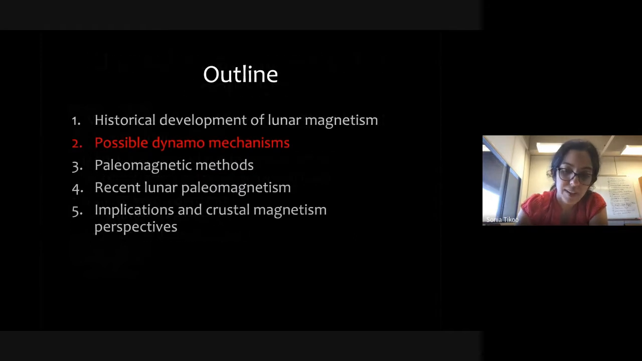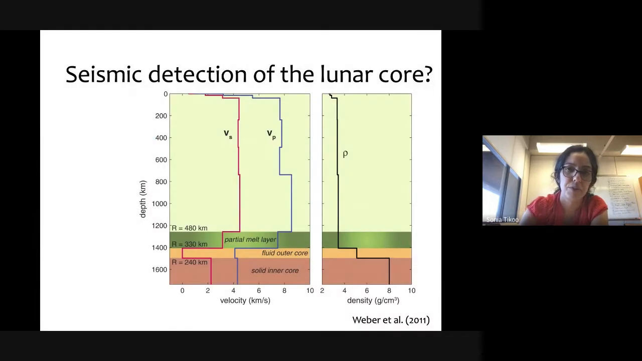All right, so next I'm going to talk about the types of mechanisms that could have powered a dynamo on the moon. There have been a suite of geophysical measurements, including seismology, that indicate that the moon does have a core that's probably less than 500 or 400 kilometers in radius. This is an example of seismic measurements that indicate that there are changes in wave speed that occur at certain layers in the lunar interior, and these layers have been interpreted to reflect a partial melt layer that overlies a fluid outer core and a solid inner core.